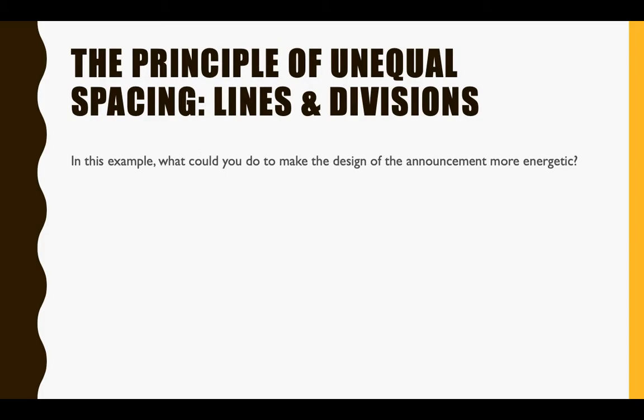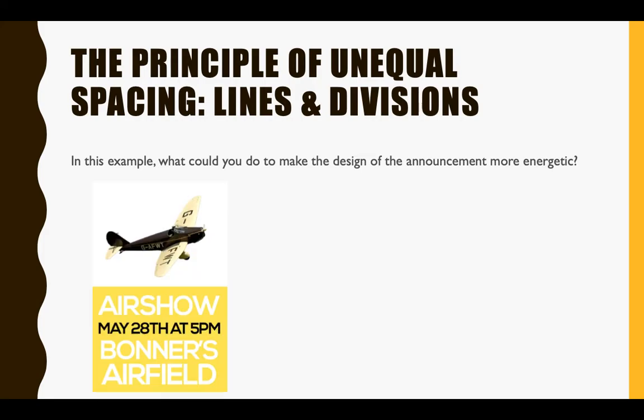Okay, hopefully you did a little search. In this example, what could you do to make the design of this announcement more energetic? Okay, so it's an air show, May 28th at 5 p.m. at Bonifer's Airfield. Well, right now we can already see that they haven't hardly used any unequal spacing. Look how far the edge of the airplane is from almost every side. And it's divided straight down the middle. I don't know if you can see this, but there's a business card right there. All right, here we go.